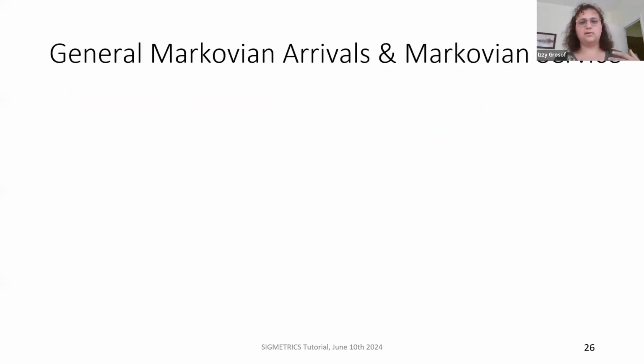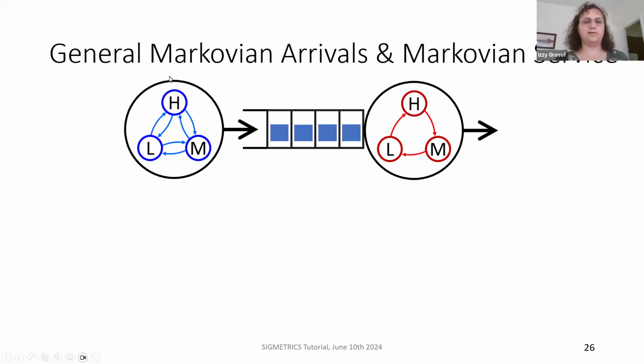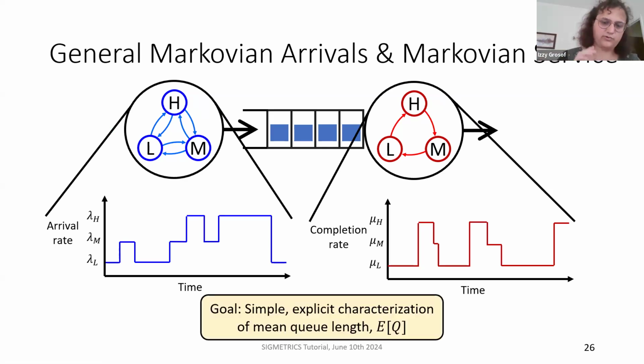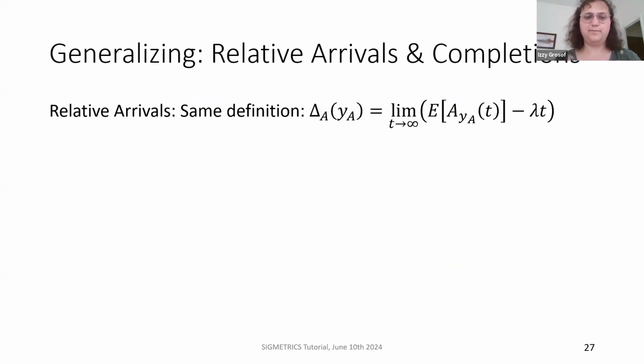All right, so general Markovian arrivals, Markovian service. So that we've got some general finite state CTMC over here and another one over here. And behind those are some fluctuating arrival and completion rates. And again, we're trying for a simple and explicit characterization of mean Q length. So first, we're going to need to generalize this concept of relative arrivals that was so important before, and introduce a new concept called relative completions.